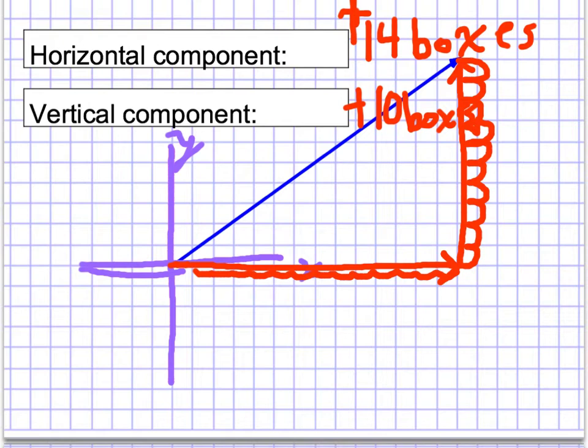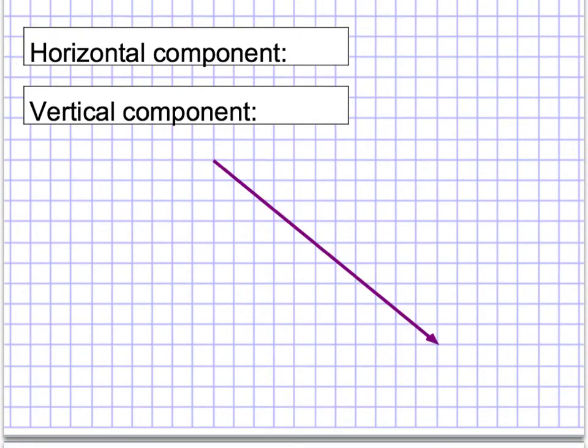Notice, all I'm doing is taking the vector and making a right triangle and figuring out the length of each of its sides. So take a vector, make a right triangle, figure out the length of its sides. That's the basic steps to resolving a vector into components. Okay, you try this one. The hint I will give you: first, define a coordinate system with the vector at the origin.